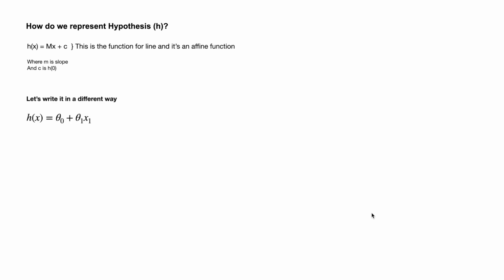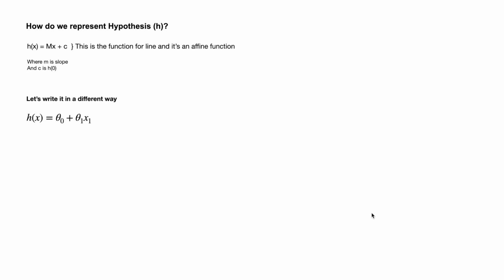We can write it in a slightly different way. Here, theta 0 and theta 1 are parameters. So in our case, m and c were the parameters. Here, theta 0 and theta 1 are the parameters, and x0 and x1 are inputs. So we are considering that x0 is equal to 1 and x1 will be your house size. So your equation will be theta 0 plus theta 1 x, which will be like mx plus c. So here, if you compare, m will be theta 1 and c will be theta 0, which is the constant.